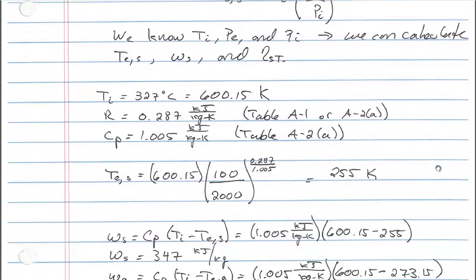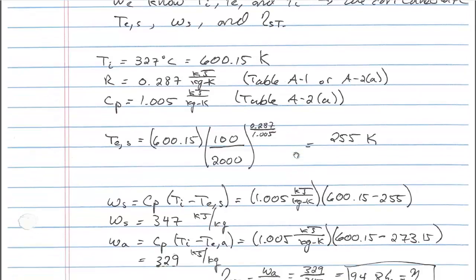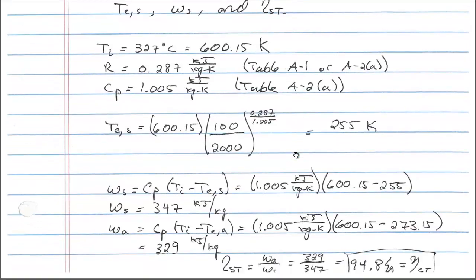Now I have my inlet temperature, my ideal exit state temperature, my Cp value. I can calculate my ideal work transfer, W sub s, and that comes out to 347 kilojoules per kilogram. And I already knew these parameters before, but I'll just now plug in the numbers. I can calculate the actual work, and the actual work is 329 kilojoules per kilogram.